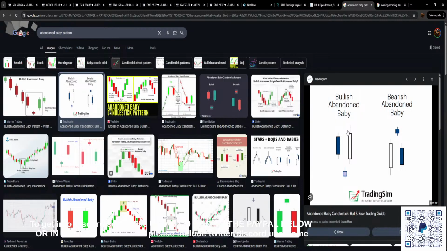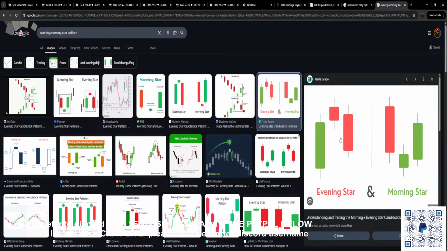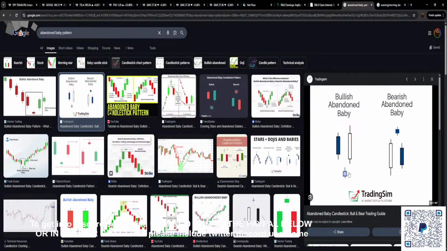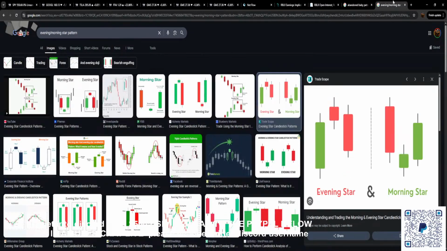The abandoned baby formation, all right, and the evening star formation both use 3 candlesticks to make the pattern. Both of them have a doji as the secondary candle. All right, both those patterns have a doji as the secondary candle of those 3 candlestick patterns, okay? The difference between the two is on the evening and the morning star, the candles actually connect, right, from wick and wick to the body of that doji.